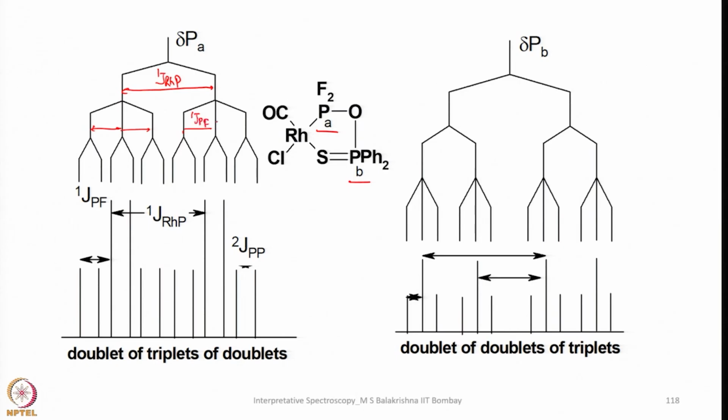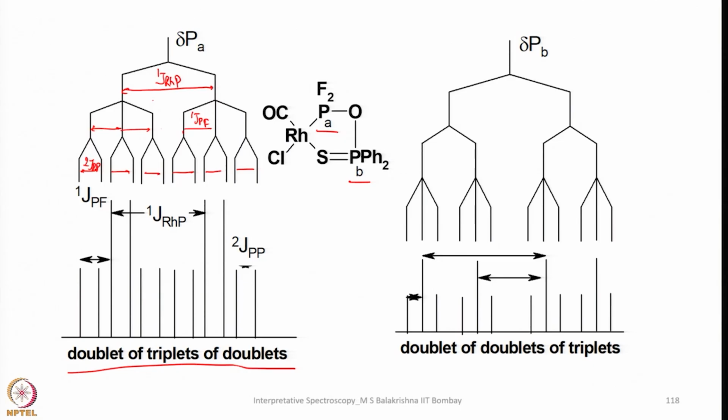And next we have PB, which is two bonds apart, so that P also couples with PA to give a doublet. Each line is split, and this one here is the 2J PP coupling. So, now the spectrum should look like a doublet of triplets of doublets. This is how we have to pronounce it, starting from the doublet of triplets of doublets. This is how we can pronounce the multiplet related to the PA signal.